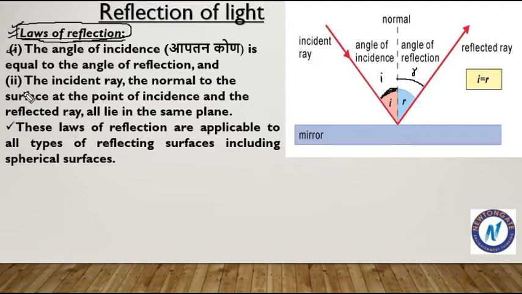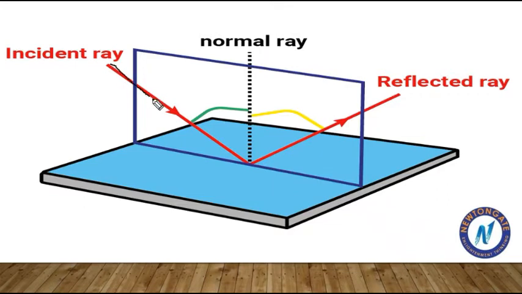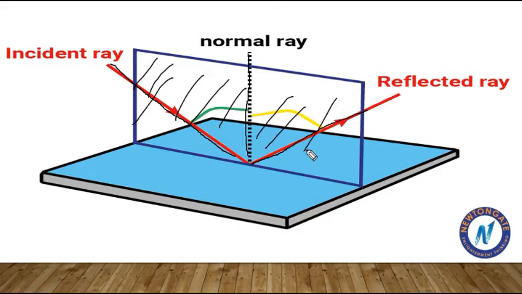Okay, so the second law is one that sometimes confuses a few students. The incident ray, the normal to the surface at the point of incidence, and the reflected ray all lie in the same plane. So what does it mean? Here this is the incident ray, this is the reflected ray, and this is the normal at the surface. So can you imagine there is a plane in which all these three things are lying? This is what the second law of reflection says.